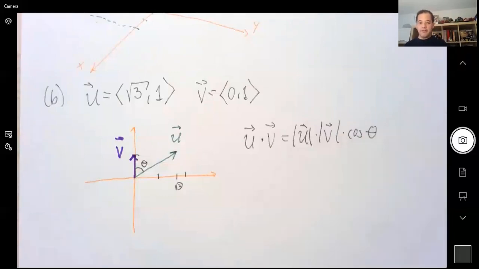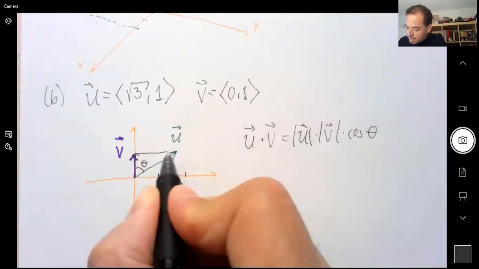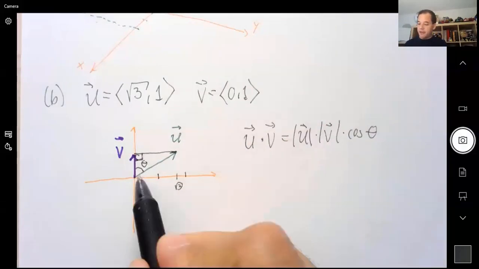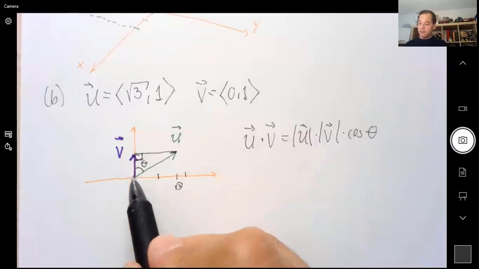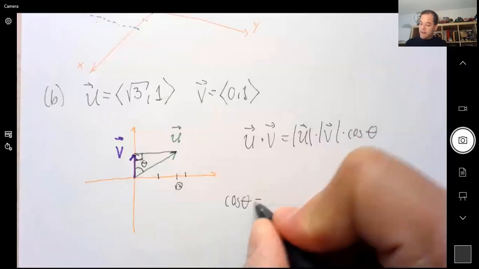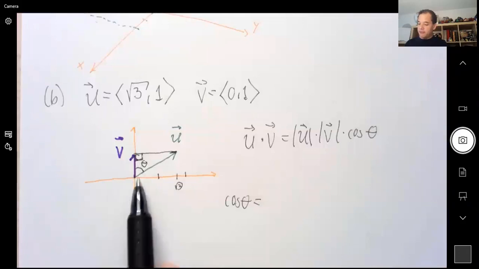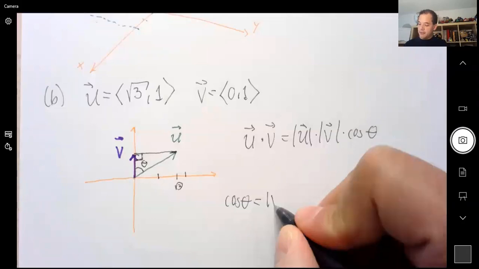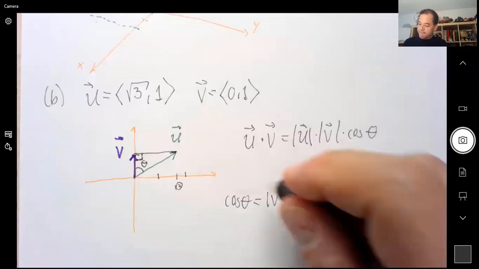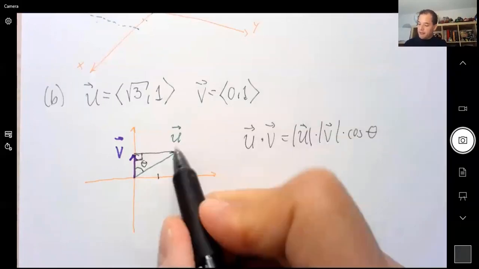And the good thing here is that this triangle is a right angle, so we have a little right triangle here. That makes it easy for me to know the cosine. How do we get the cosine of this angle? The cosine is adjacent divided by hypotenuse. So the adjacent is v, the magnitude of v, which is 1, divided by the magnitude of u.